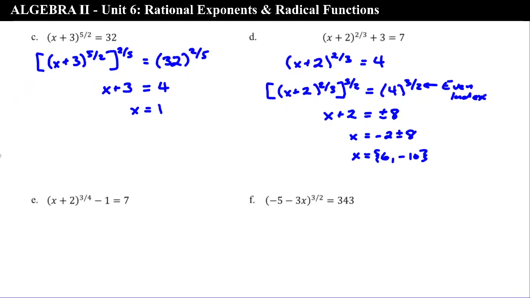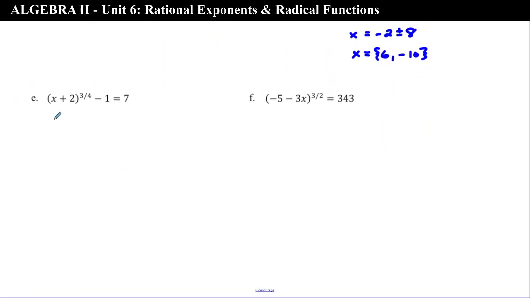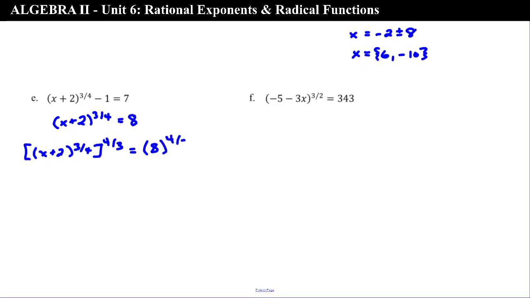All right, let's do these last two examples. So we'll isolate the x plus 2 to the 3/4 first. We add 1 to each side, that gives us 8. Now we're going to take x plus 2 to the 3/4 and raise it to the 4/3, which is the reciprocal. We do the same to the 8. That goes to the 4/3. So on the left-hand side, we get x plus 2. You put 8 to the 4/3 in your calculator, you're going to get 16. And so x equals 14.